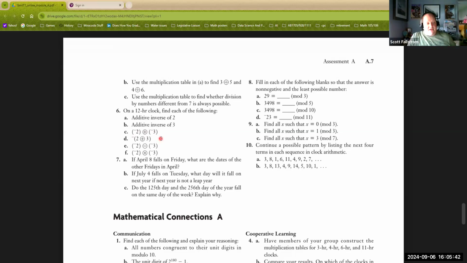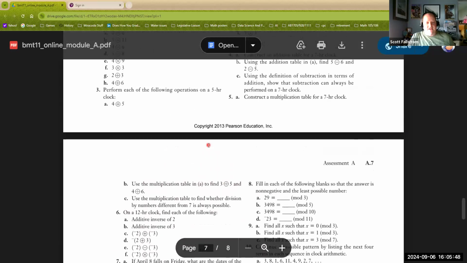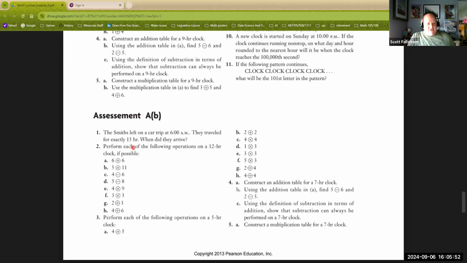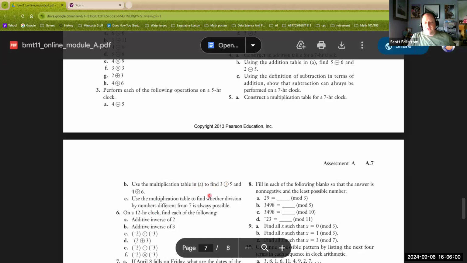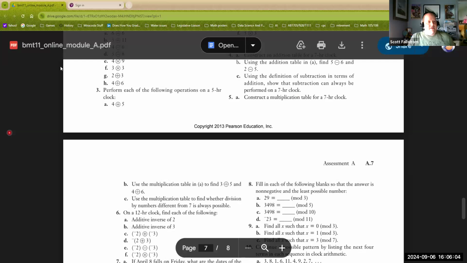So I've given a couple different techniques you could use here today. It says use the multiplication table to find 3 divided by 5 and 4 divided by 6. It did say the table in part A. Let's see here. In part A, which one is that? Oh, construct a multiplication table for a 7-hour clock. Okay, so you make a 7-hour clock, and then you do some multiplication or division with it. So we should take a look at that.